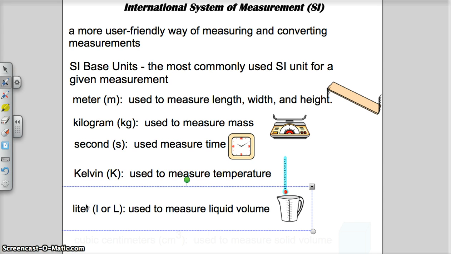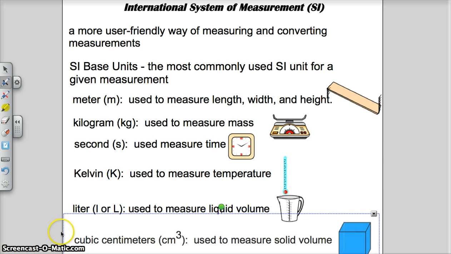Liter, and that's used to measure liquid volume. And finally, cubic centimeters, used to measure solid volume. All right, let's move on.